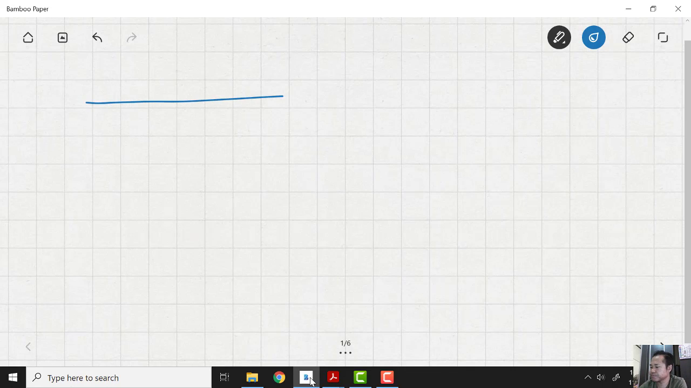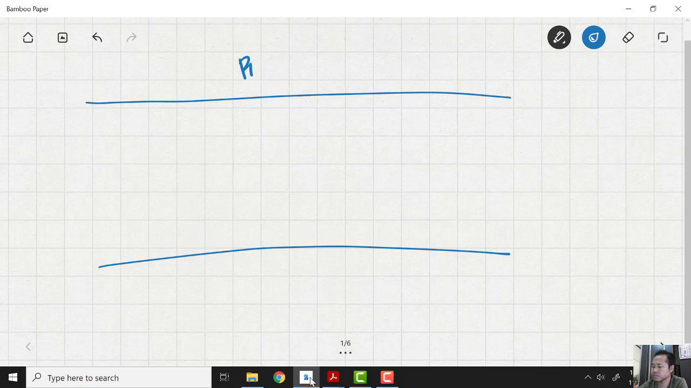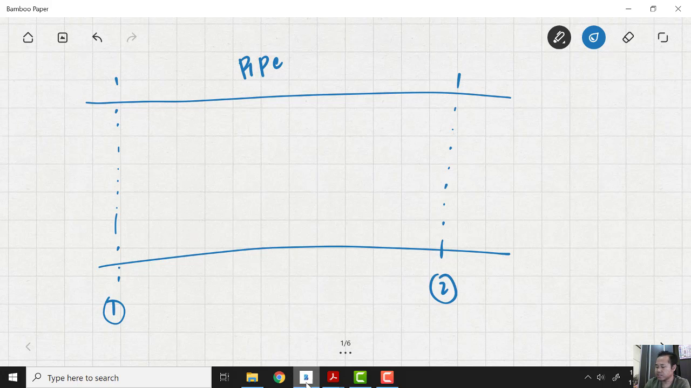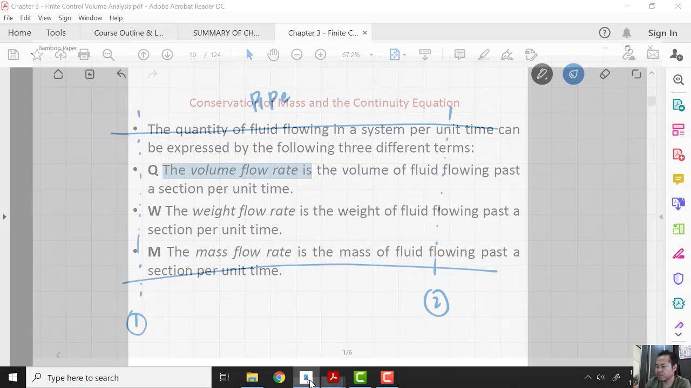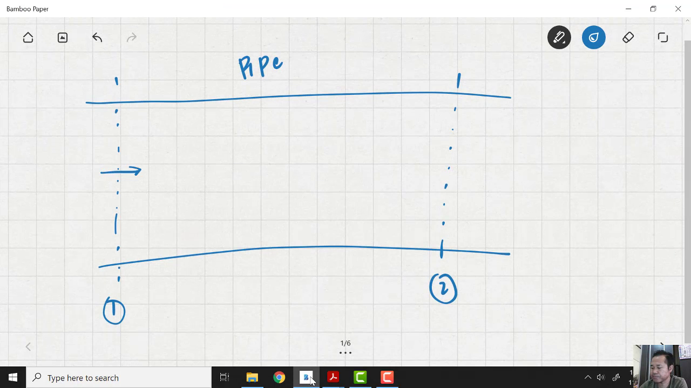For example, we have here a pipe. This is our section 1, and then we have here section 2. If you want to find the volume of fluid passing a section per unit of time, you need to find the volume of fluid passing here per unit of time.